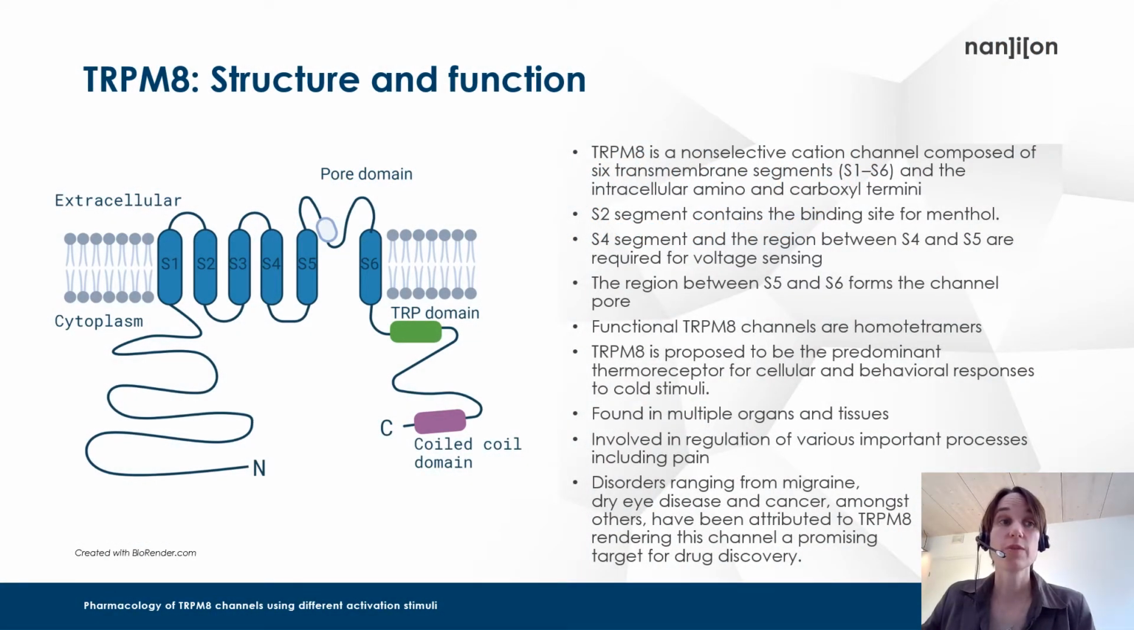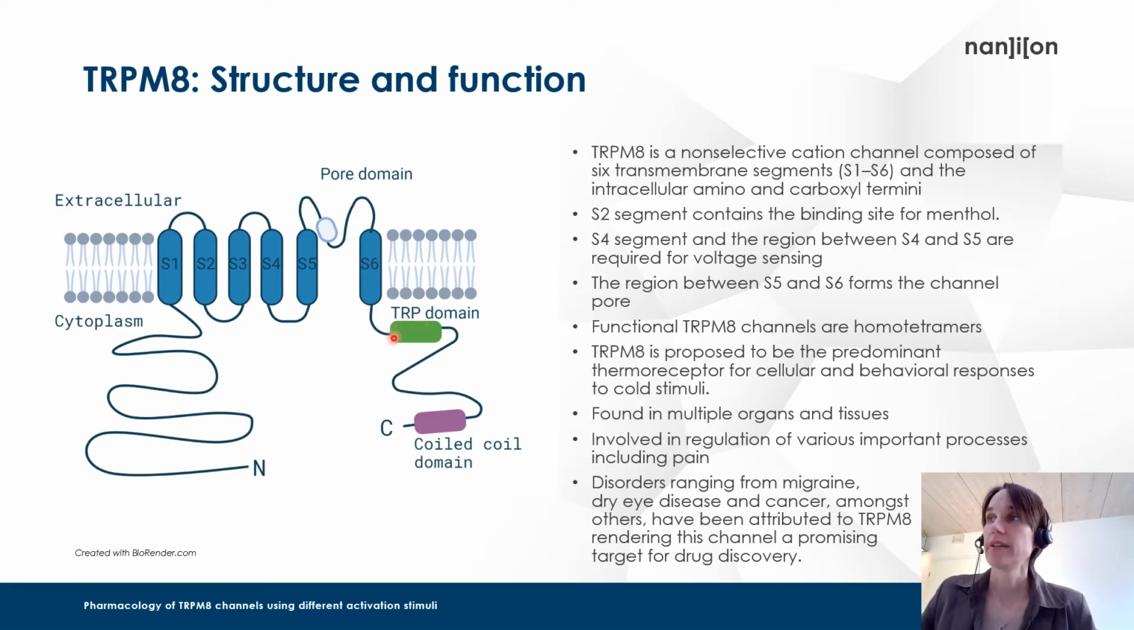For those of you who are not familiar with TRPM8, TRPM8 are non-selective cation channels. Functional channels exist as homotetramers, comprising four TRPM8 subunits. Here is a schematic diagram of one TRPM8 subunit with six transmembrane regions, S1 to S6. The transmembrane segment S2 contains the binding site for menthol. The S4 segment and the region between S4 and S5 are required for voltage sensing. And the region between S5 and S6 forms the channel pore.